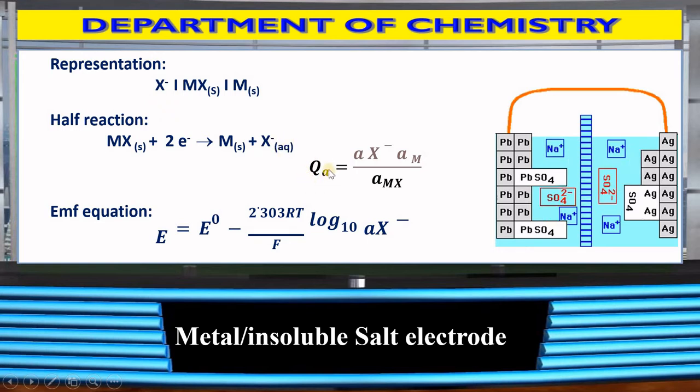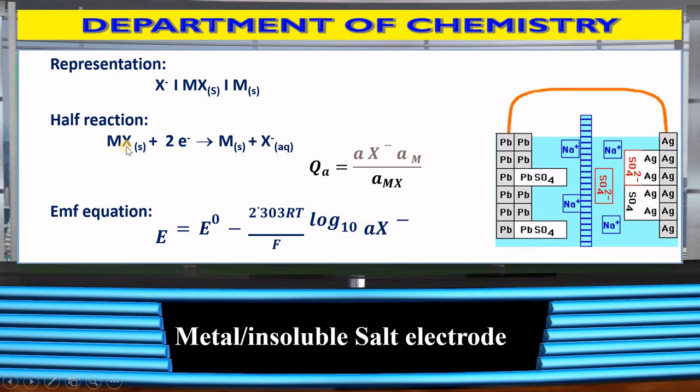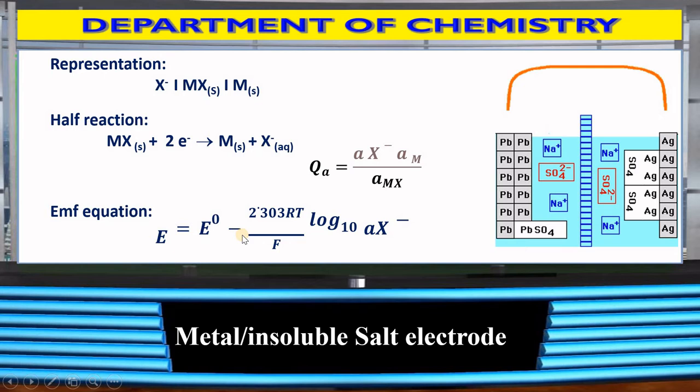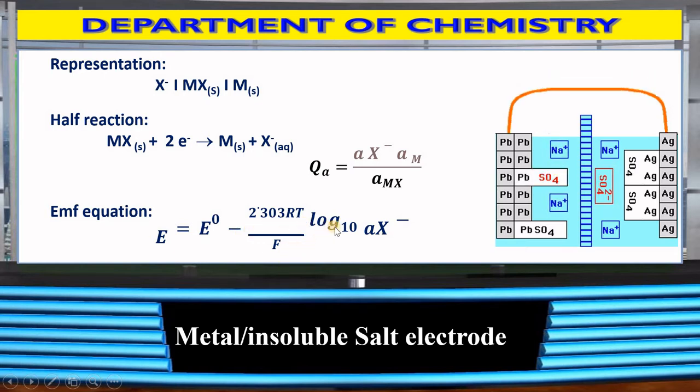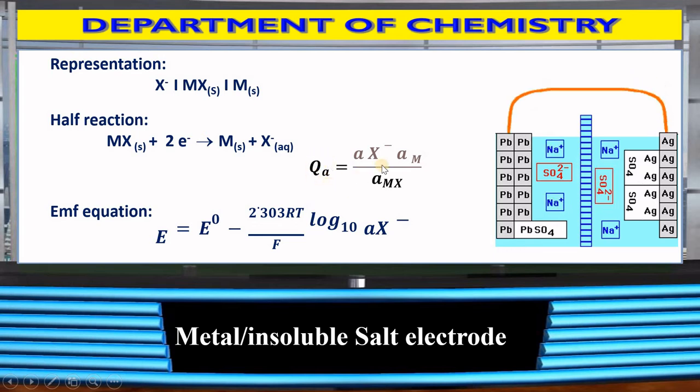Now the activity coefficient of this reaction is the activity of X minus ion into the activity of pure metal M, that is, the activity of product divided by the activity of reactant, and the EMF equation for this reaction is E equals E naught minus 2.303 RT upon F into log to the base 10 of the activity of X minus ion. The activity of pure metal and the activity of metal salt are always 1. Therefore, I write here only log to the base 10 of the activity of X minus ion.